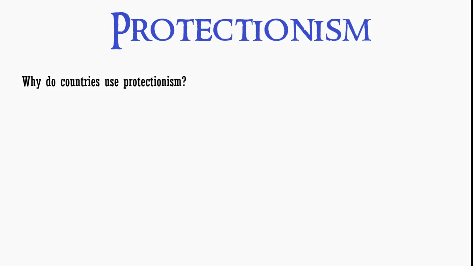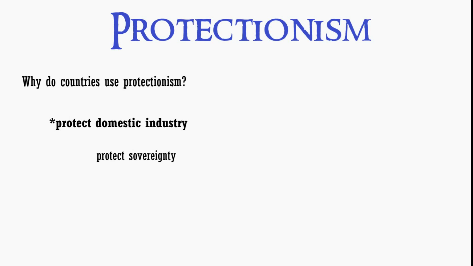A key aspect of international economics is the use of protectionism. I'm going to get into the pros and cons of these policies later, but first I think we need to understand why countries use protectionism. The main reason is to protect domestic industry, and most of the other reasons are subcategories of this or boil into this in some way, shape, or form.